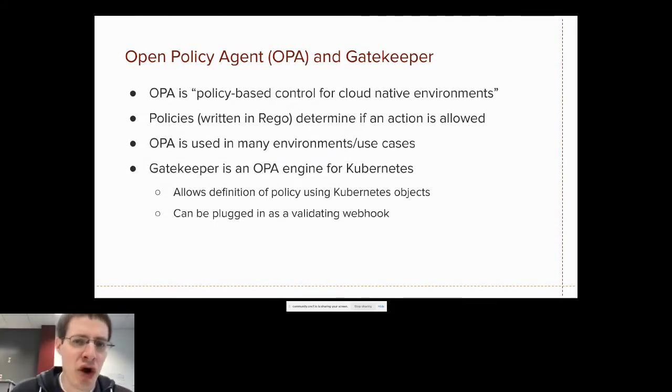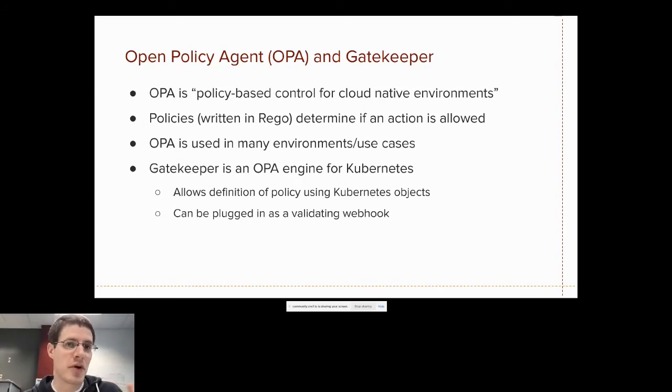Okay, so OPA and Gatekeeper. OPA is a policy-based control for cloud-native environments and allows us to define policies using a language called Rego, which I'll admit is a little funky and a little hard to wrap your head around, but that's okay. OPA is used in many different environments, and Gatekeeper is basically a wrapper for OPA to run in Kubernetes. It runs the OPA engine, but then also runs a web server to serve as that admission controller.